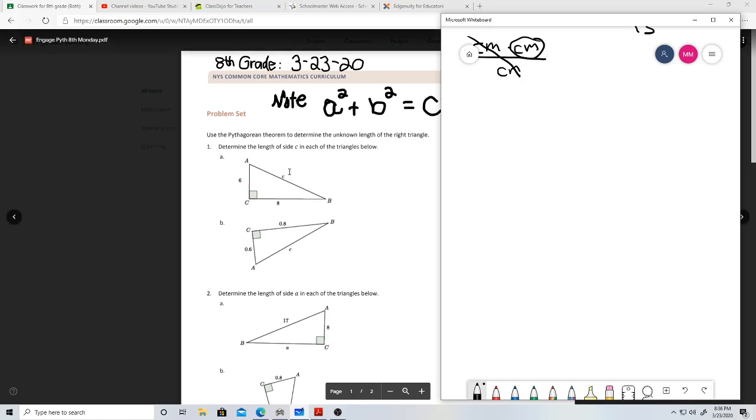Directions. Use the Pythagorean theorem to determine the unknown length of the right triangle. Okay, they're not too bad. They're kind of easy ones for us. And they gave us something to learn or something cool to point out, I guess.